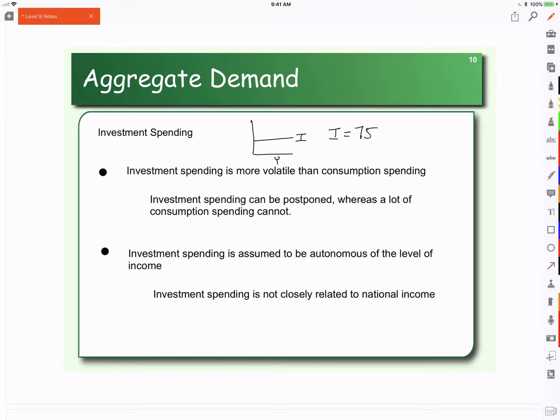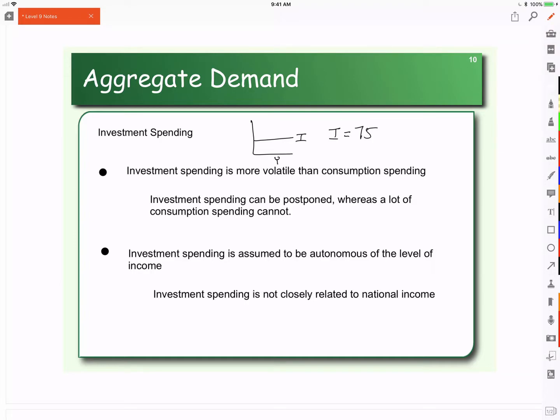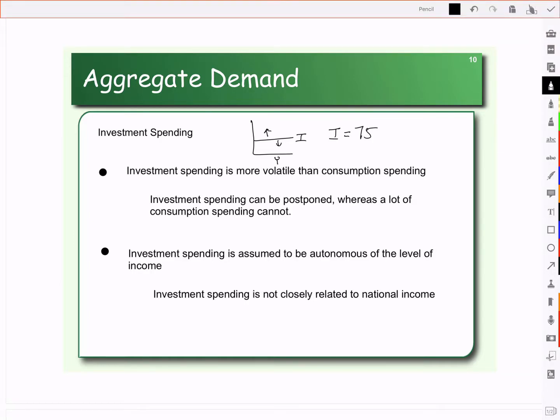And so when we talk about changes in interest rates and expectations about the future, these things are actually going to shift our graph up or down, depending on whether they increase or decrease investment spending. But our investment spending does not depend on the current size of the income in our economy. It doesn't depend on national income.